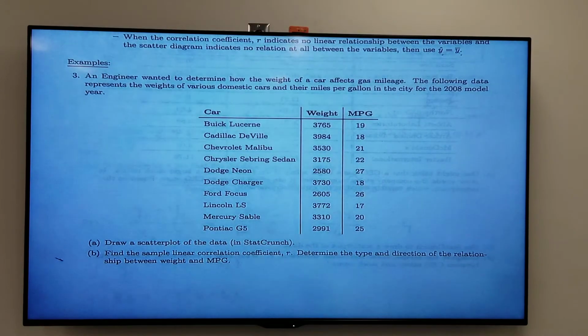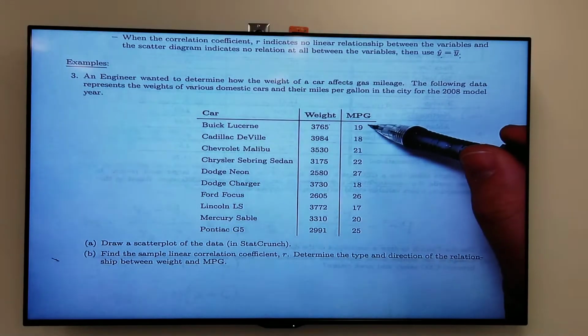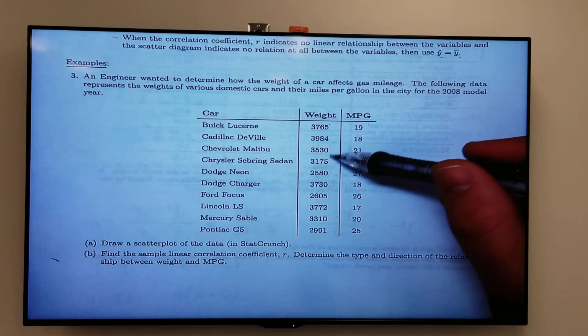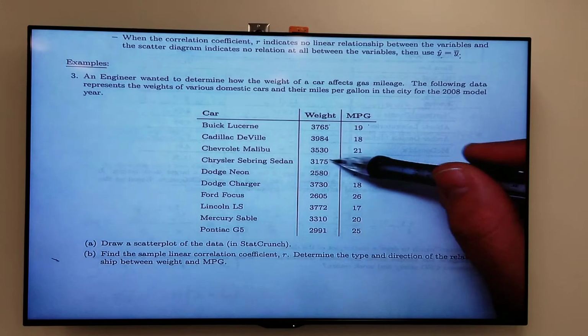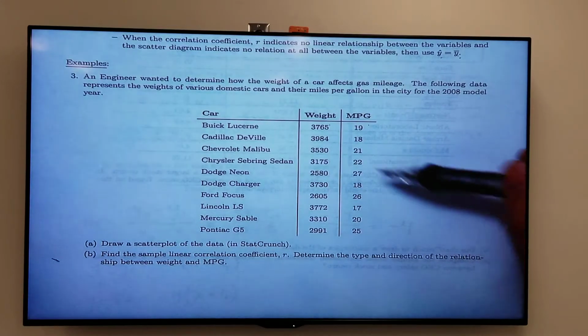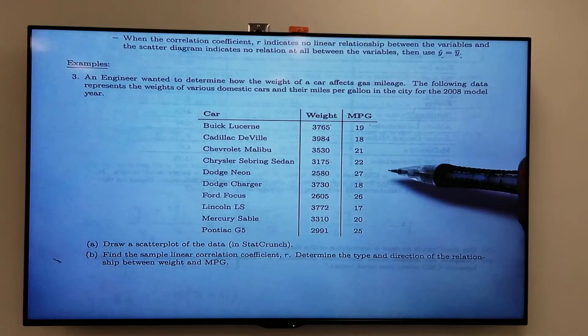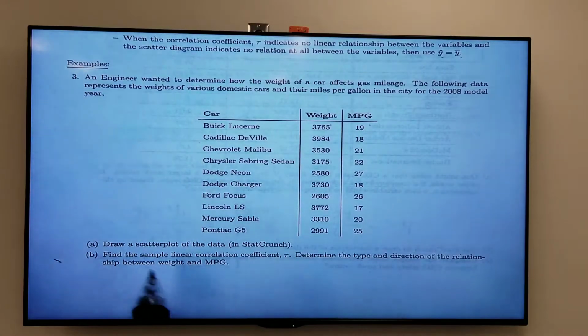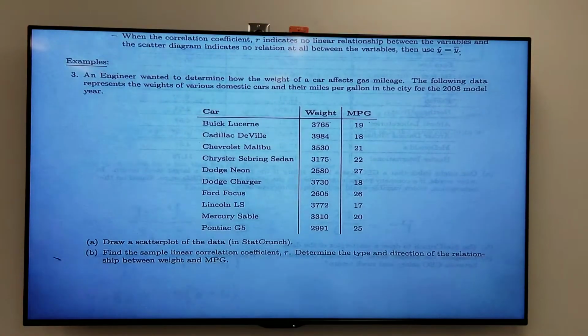Okay, so here's the weight of the car. Here's the miles per gallon. All right, so a car that weighs 3,175 pounds got 22 miles per gallon. Anyway, we're asked to draw a scatter plot, find the correlation coefficient, find the least squares regression equation, and so forth. Let's do all of that in StatCrunch, okay?